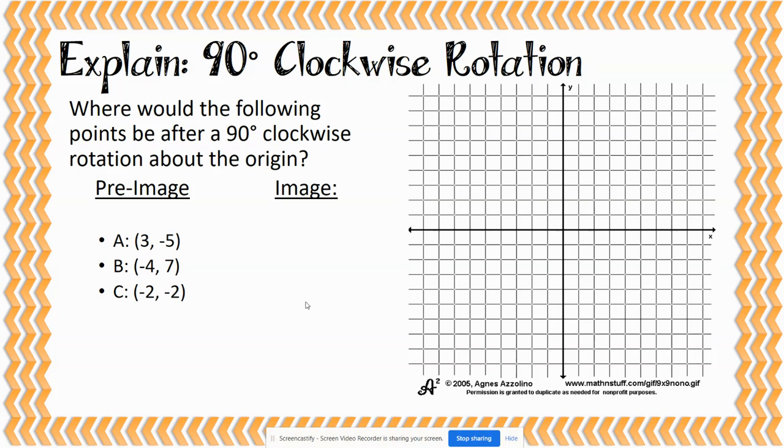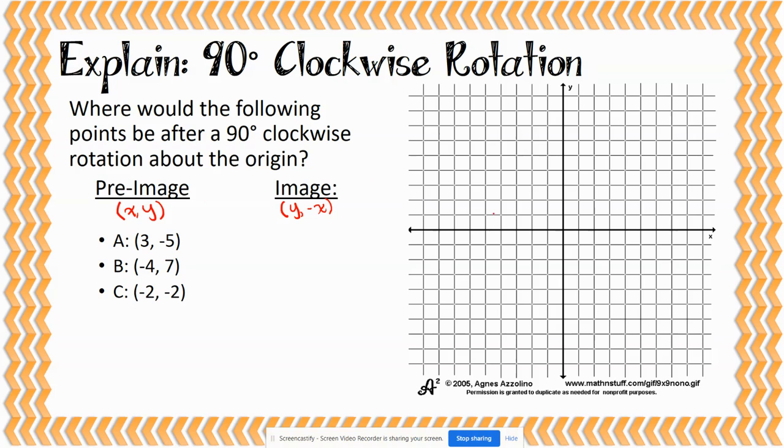Where would the following points be after a 90-degree clockwise rotation about the origin? Remember, our pre-image is always our X and Y. If we're doing a 90-degree clockwise rotation, then it's going to be Y, opposite of X. The first thing I can do is graph each of my points. So I want to put triangle ABC on my coordinate plane.